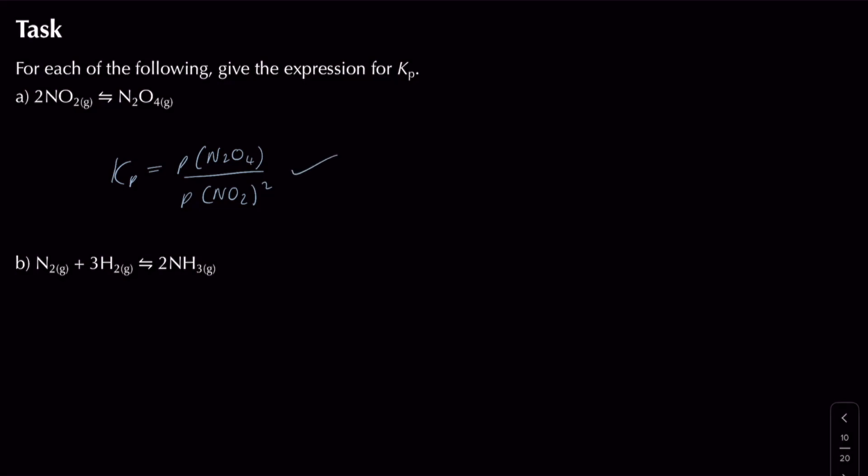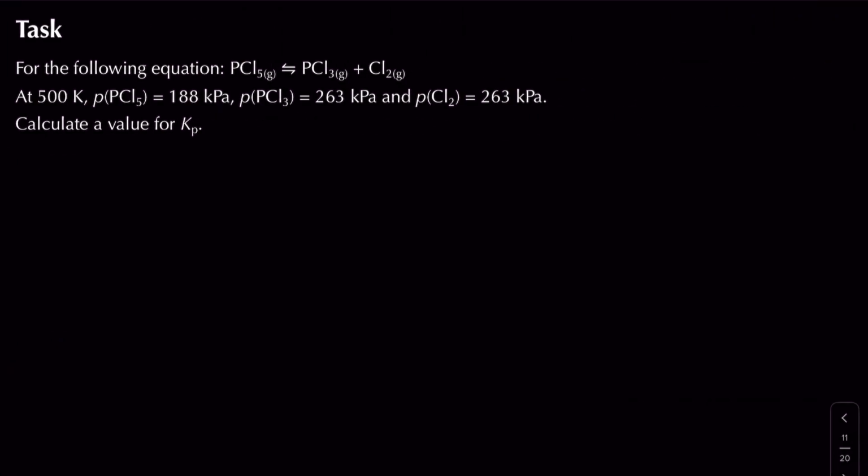Looking at the next one, I've got my product in this case, which is ammonia. I've got 2 lots, so Kp is going to be equal to the partial pressure of ammonia, P NH3, to the power of 2, divided by P N2 to the power of 1, times P hydrogen to the power of 3. And there's my Kp expression done. So moving on then, what if we were asked to calculate a value for Kp?